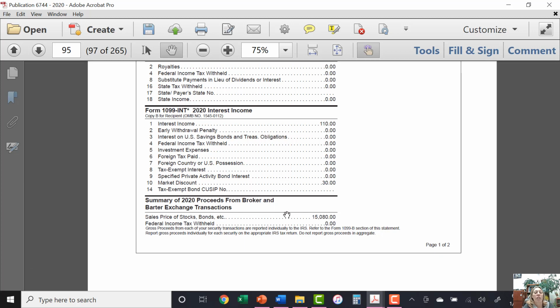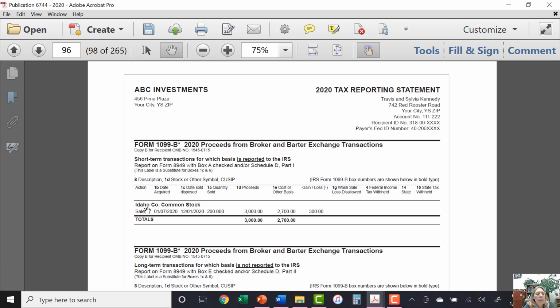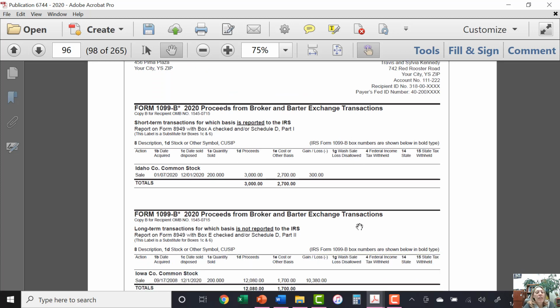Okay, but proceeds from broker and barter transactions, that's a 1099B, where capital gains and losses are reported on securities. Okay, and it looks like this. This one only has 2 transactions, so I would only enter 2 transactions into TaxSlayer. But sometimes they have, oh my gosh, so many. Sometimes there are just so many, and I look at it and I'm like, oh, because they all have to be entered in one by one.